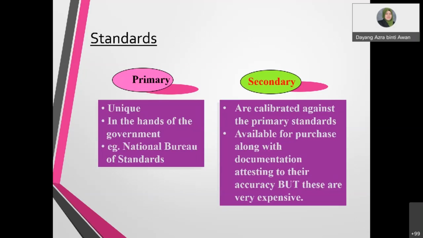So it is specified by the National Bureau of Standards. You need to follow the standard. Okay, so this is fixed. Dia tak boleh tukar. Okay, and then we have a secondary standard.